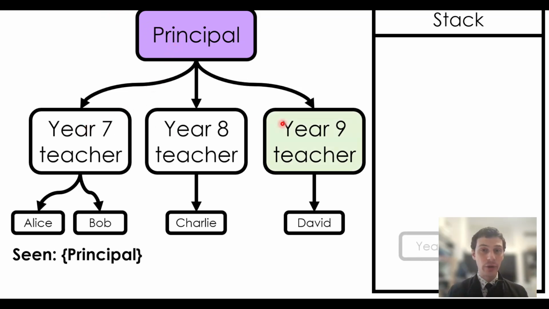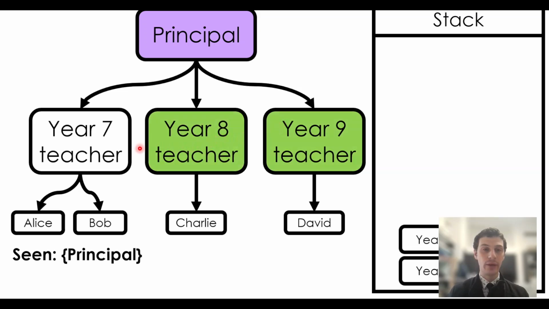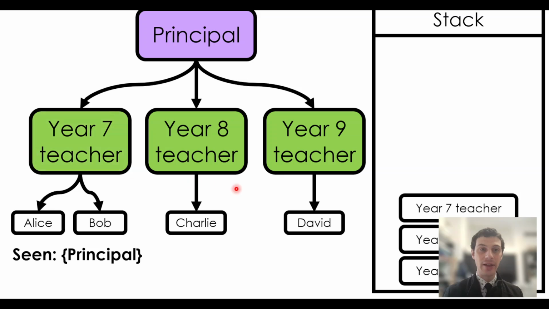And then we'll go through each of the children in reverse order. And for each child, we'll put it on the stack. So do you notice I started this end, Year 9 teacher, and then I'll do this one, Year 8 teacher, put that on the stack. And then Year 7 teacher, push that on the stack. And each of them goes to the top of the stack. You can sort of see why I chose to do it in reverse order.